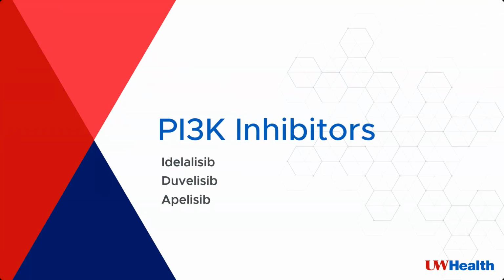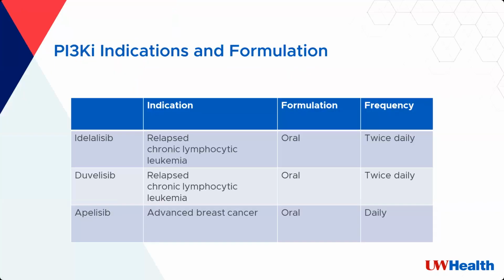Our PI3 kinase inhibitors: idelalisib, duvelisib, and alpelisib. This medication class is falling out of favor in some of the CLL and B-cell malignancy or lymphoma treatments. Idelalisib and duvelisib are both currently FDA approved for relapsed CLL. They're both oral twice daily medications. Alpelisib is actually indicated in the advanced breast cancer setting. I won't talk more about that today. That one is a pretty commonly used oral medicine taken once daily.